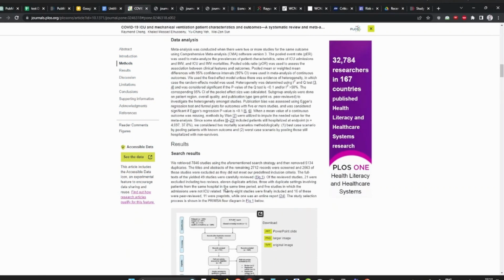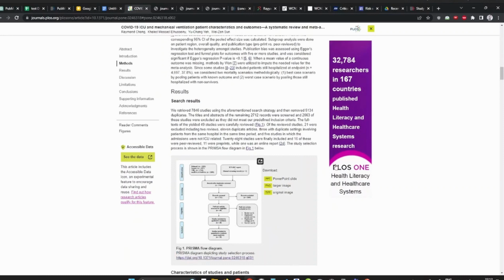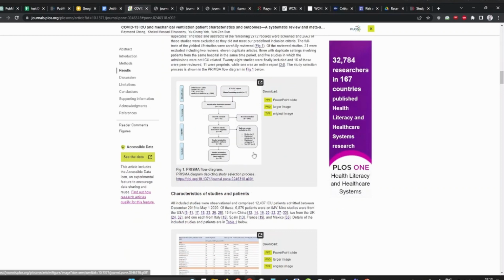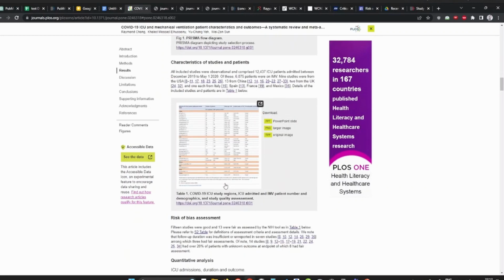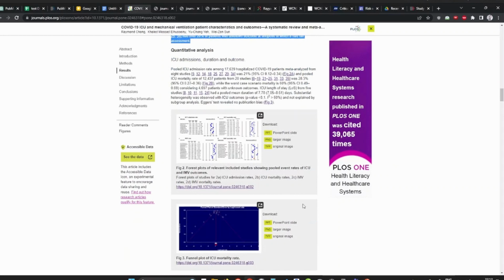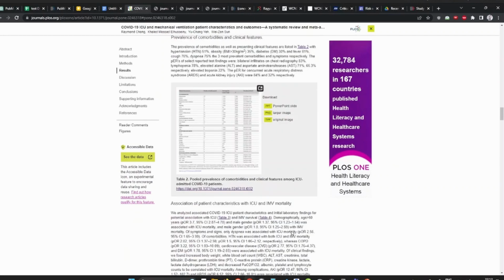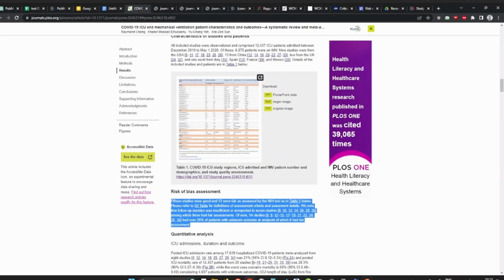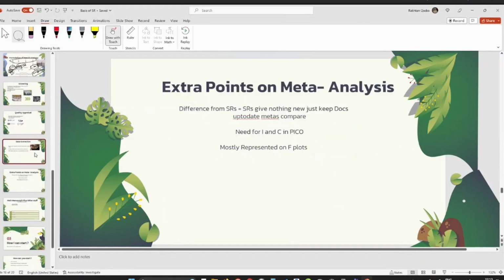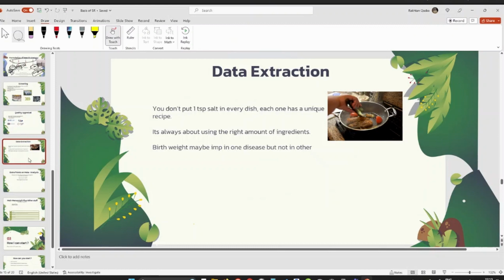After that, they move into the results section. They give the PRISMA diagram. They give whatever tables they have, the risk assessment: these number of papers were of good quality, these were of bad quality. And then they do some analysis on the papers there, the data extraction part. This was the systematic review.